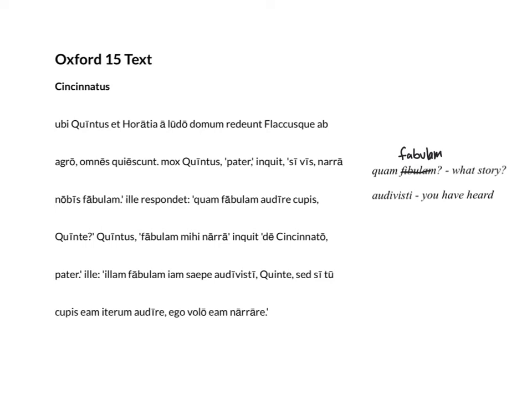Today we're going to look at the first paragraph of the Oxford Chapter 15 story. And the story is about a Roman named Cincinnatus. While we read the story, similar to Chapter 14, we're going to be paying attention to our pronouns and our subordinate clauses. Ubi Quintus et Horatia ad ludo domum redeant flacusque ab agro omnes quiescent.